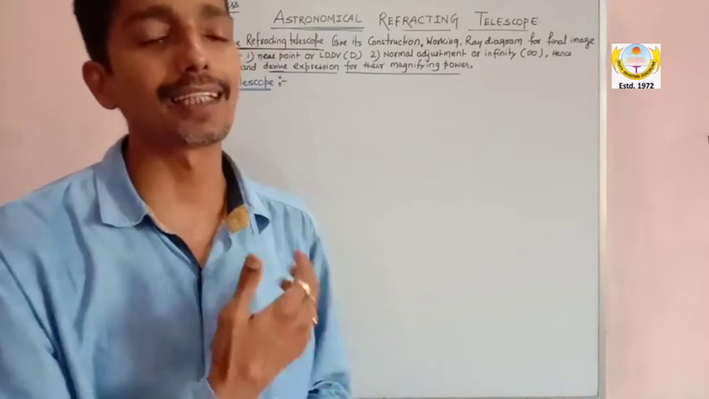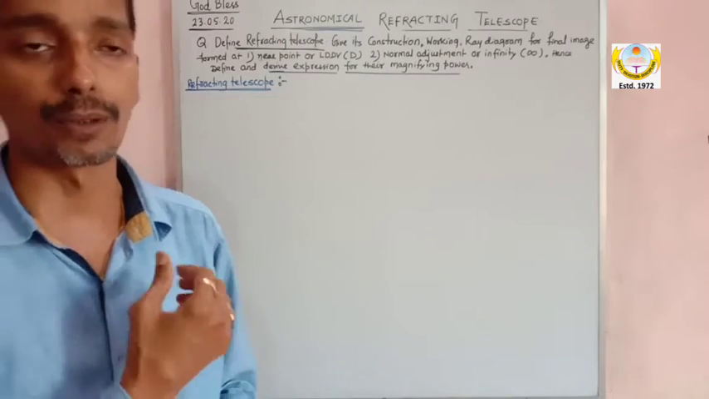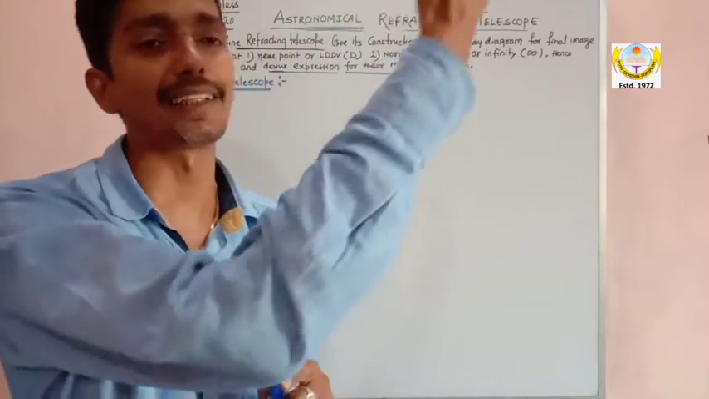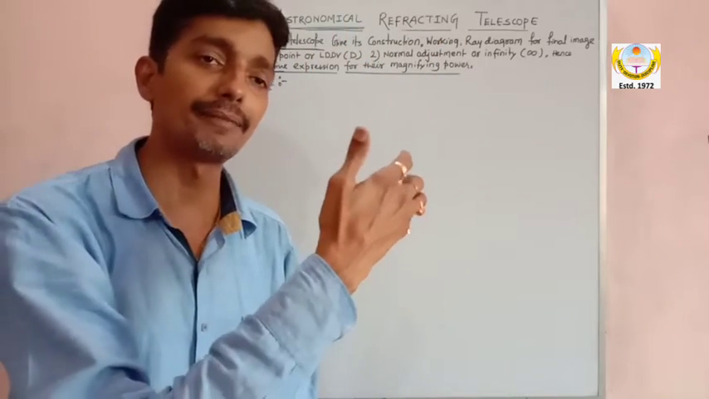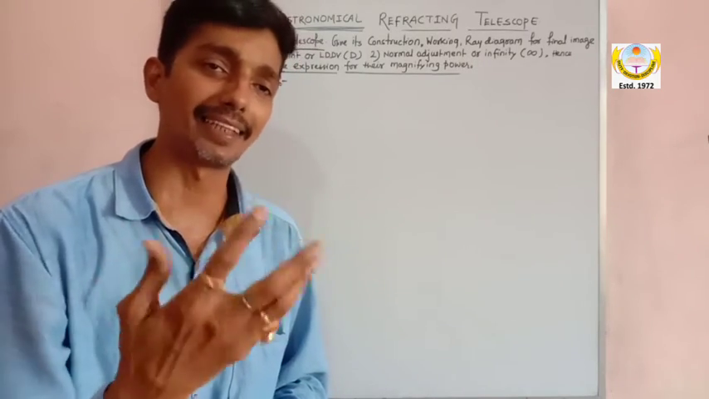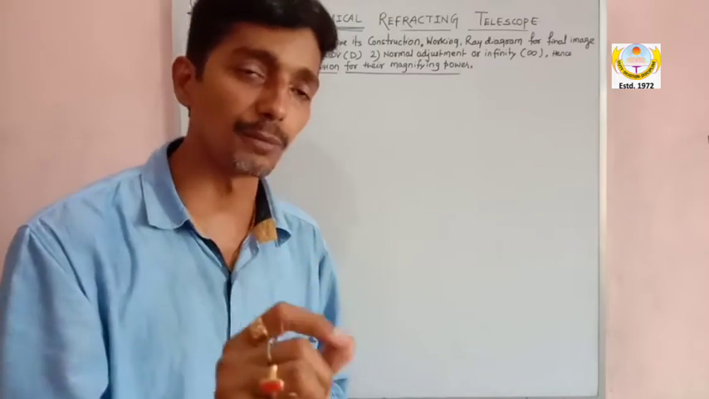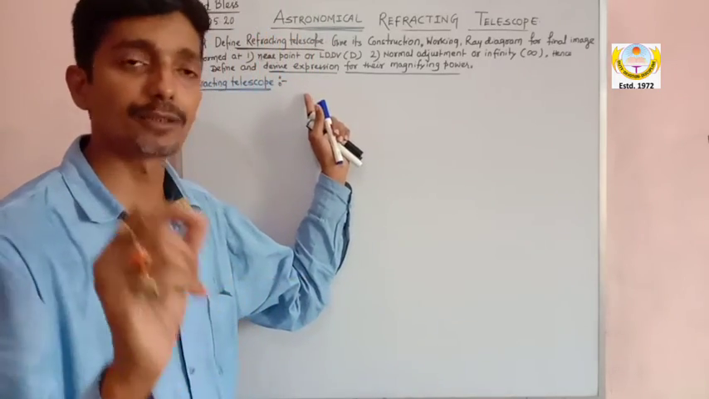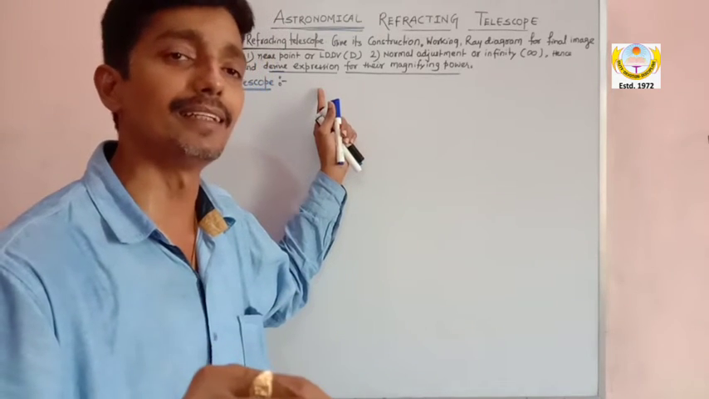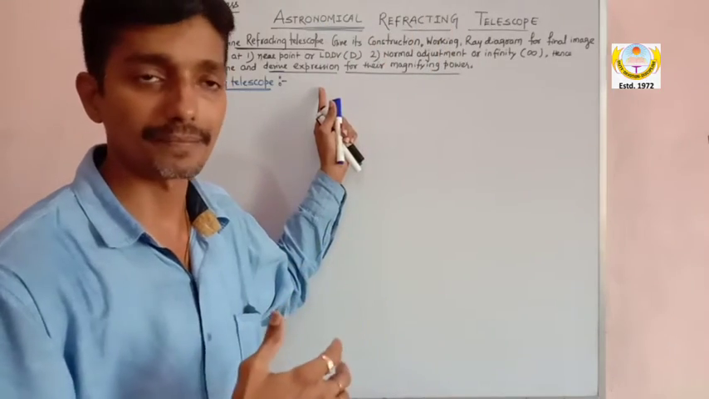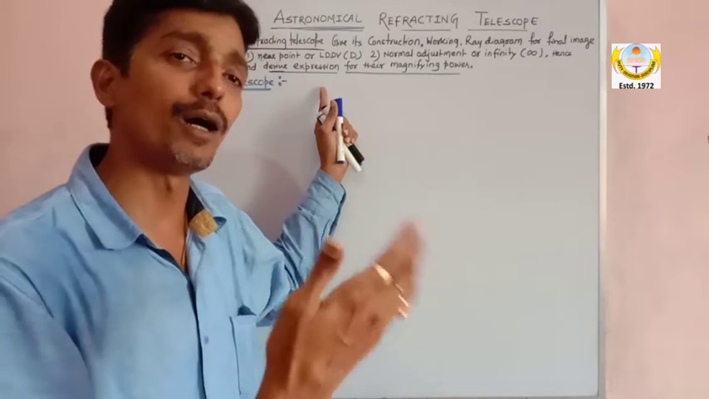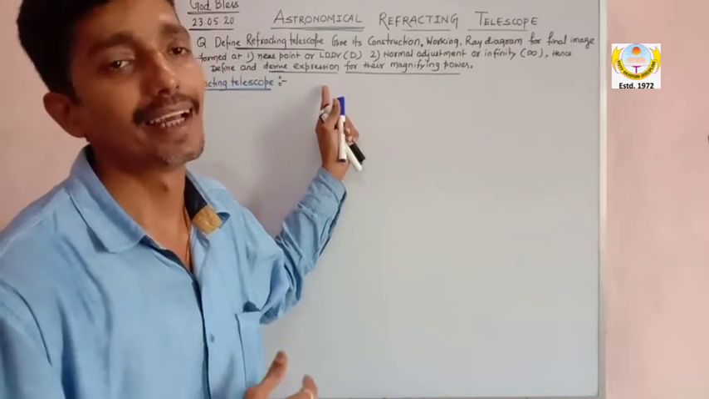Now my dear, here the question asks for the astronomical refracting telescope. What is it, sir? It is the optical device which is used to see distant objects, or objects which are heavenly situated, such as stars, planets, satellites, etc. So my dear, what is a telescope? A telescope is the optical device which is used to see distant objects, or heavenly objects such as stars, planets and satellites, etc.